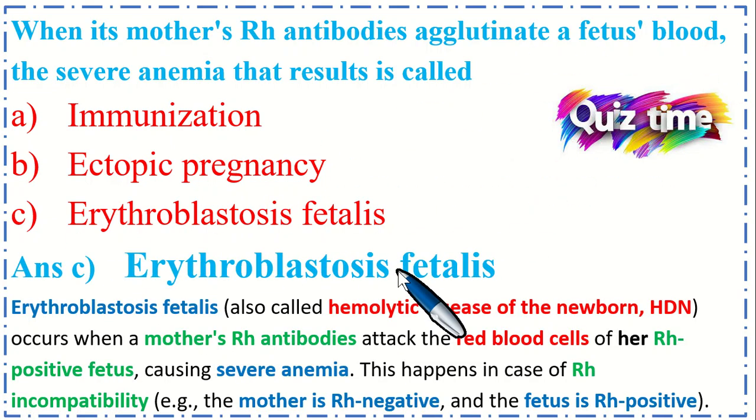So here, a very short explanation: erythroblastosis fetalis, also called HDN, hemolytic disease of the newborn, occurs when a mother's RH antibodies attack the red blood cells of her RH positive fetus, causing severe anemia. This happens in case of RH incompatibility. For example, the mother is RH negative and the fetus is RH positive. Right?